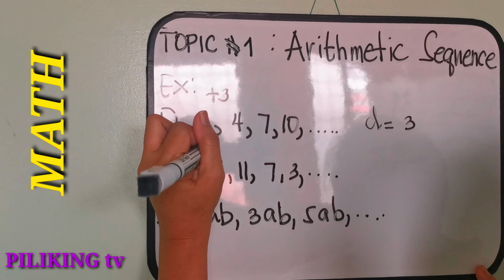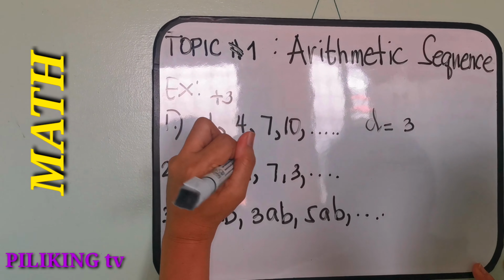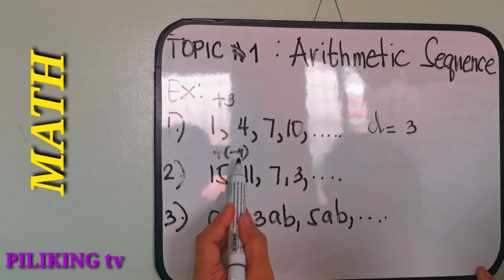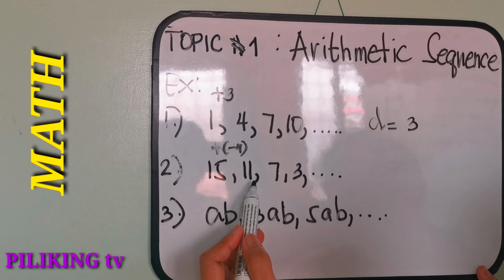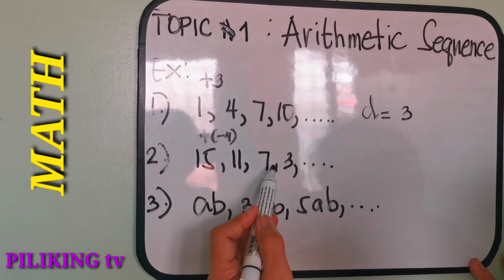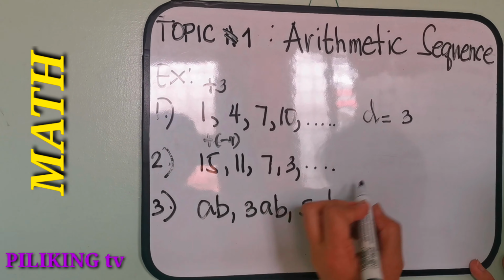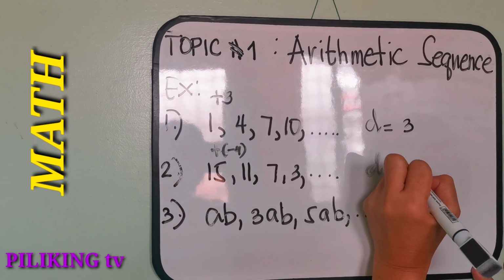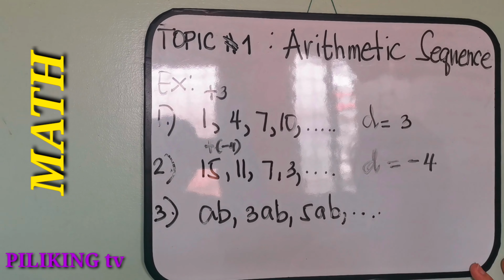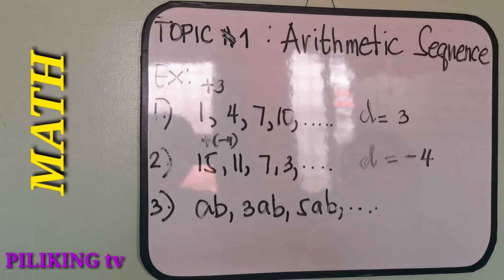So plus negative 4. Okay, so 15 plus negative 4 is positive 11. Then 11 plus negative 4 is 7. Same with 7 plus negative 4, that is 3. So therefore, our common difference is negative 4. Okay, now let's have number 3.